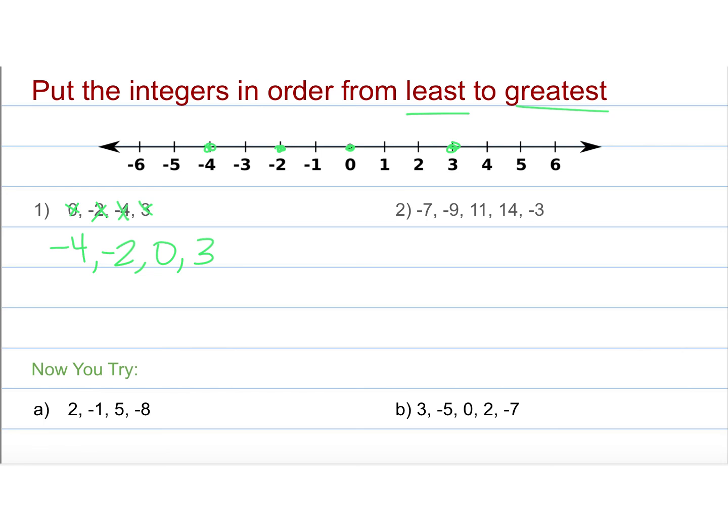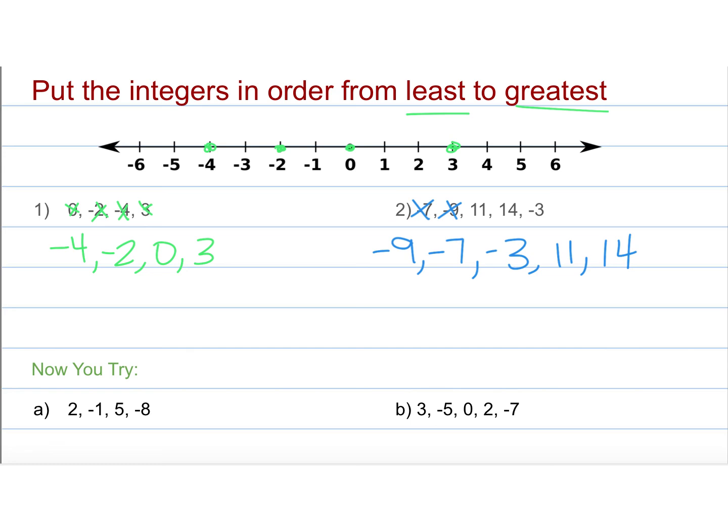Next one, where we have -7, -9, 11, 14, and -3. Again, the least is going to be the farthest to the left, or the biggest negative number. So looking at my negatives, -9 has the greatest value, so that one is going to be the least. The next biggest negative number would be -7. And then -3, and then 11, and 14. So those will be in order least to greatest. Pause, try the next one on your own, and then come back and check.